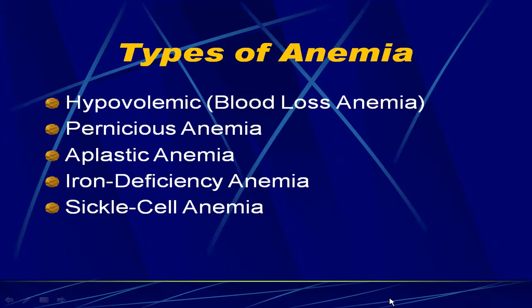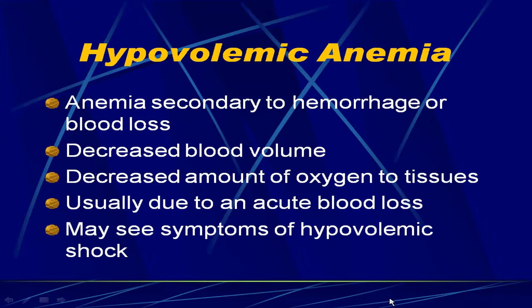The types of anemia that we're going to discuss are hypovolemic, this is blood loss anemia, pernicious anemia, aplastic anemia, iron deficiency anemia, and sickle cell anemia. With hypovolemic anemia, this is an anemia that's secondary to hemorrhage or to blood loss. Maybe we have a patient that's returned from surgery and they have internal hemorrhaging. Maybe this is a person that sustained a traumatic accident and they have a large blood loss.